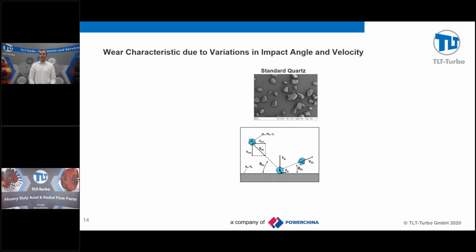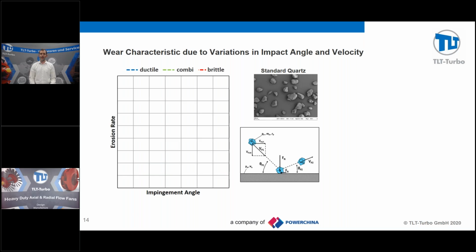So what are now different wear characteristics? Here is one of the diagrams I talked about, erosion rate and impingement angle. Wear does not equal wear. It's very important to observe it with the material you are looking at. So if you have a very ductile material, aluminum, structural steel, you will have an erosion rate at very low angles. It will rise a little bit to a maximum and then drop down the steeper your angle goes.